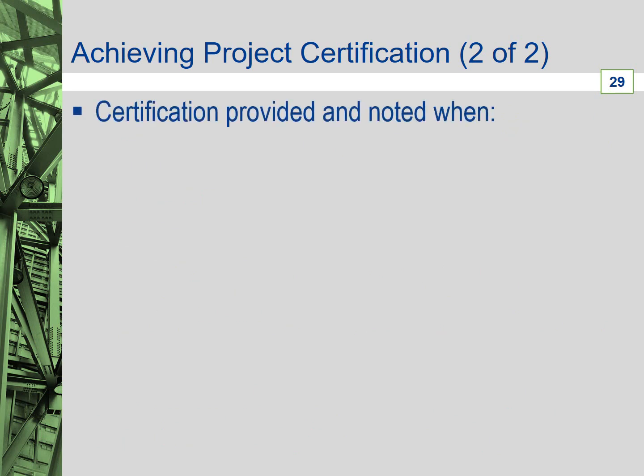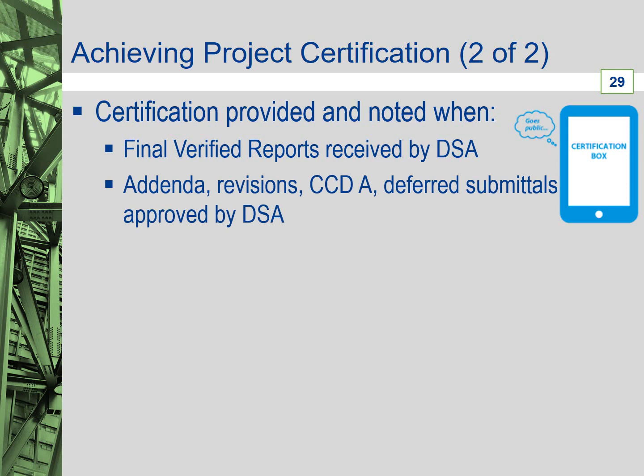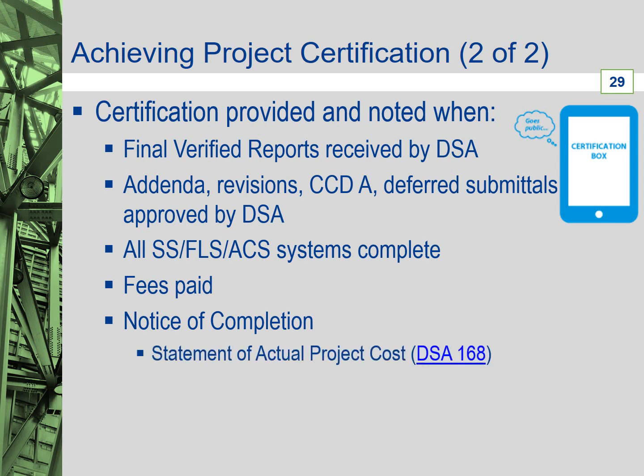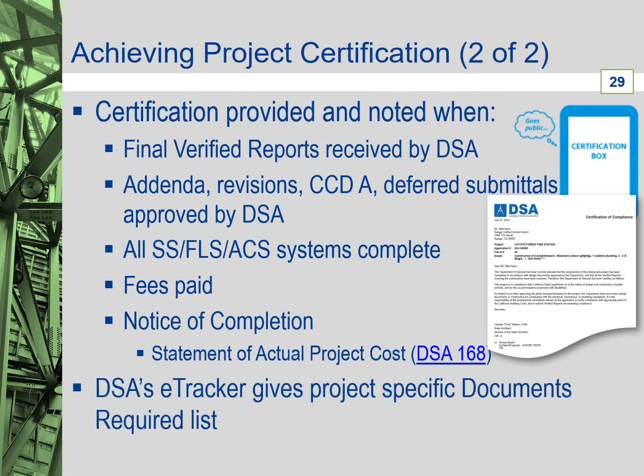The project will be certified and indicated as such in certification box when all of the following are verified. All the final verified reports are submitted to DSA. All addenda, revisions, Category A CCDs, and deferred submittals are approved by DSA. All systems and components relating to structural, fire and life safety and accessibility portions of the work are constructed in compliance with the DSA approved documents. All required fees are received by DSA, and the Notice of Completion or Statement of Actual Project Cost DSA 168 form has been received. DSA's online tracking tool, eTracker, provides a complete list of project-specific documents required for certification.